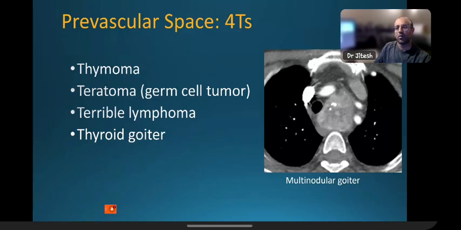All the time we talk about these 4 T's of the prevascular mediastinum, which consist of thymoma, teratoma, terrible lymphoma, and thyroid goiter. But it is important to remember that based on the newer classifications, which are based on CT, thyroid goiter often extends to the visceral space. This is an example of a multinodular goiter. We can see this is extending to the visceral space, which is next to the trachea and behind the vessels, behind the pericardium. So it is important to remember this is not only confined to the prevascular mediastinum, it can extend to the visceral space also.